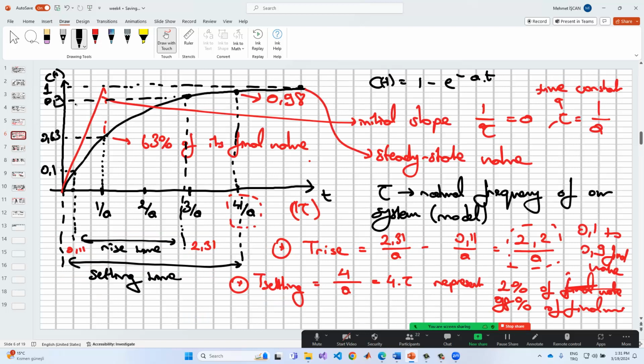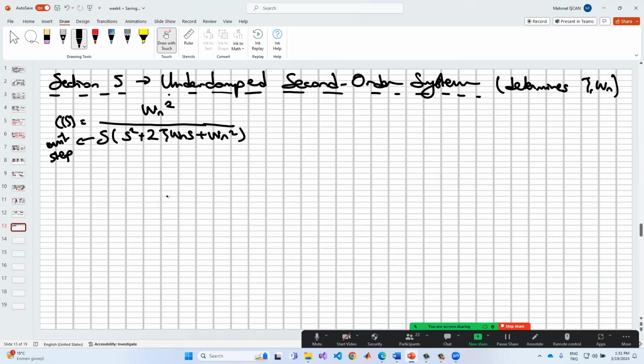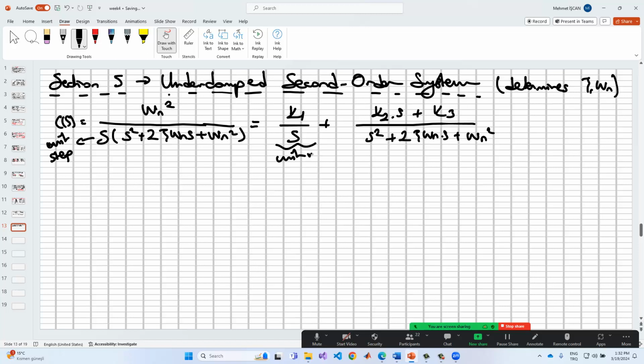Based on this normalized graph, if I apply the unit step function to this diagram, I can also design our normalized graph for the output in the second order system. Okay? And so our response must be equal to K1 divided by s plus (K2 s plus K3) divided by s squared plus 2 zeta omega n s plus omega n squared. Right? This is the unit response or forced response, and this is the transient response or natural response.